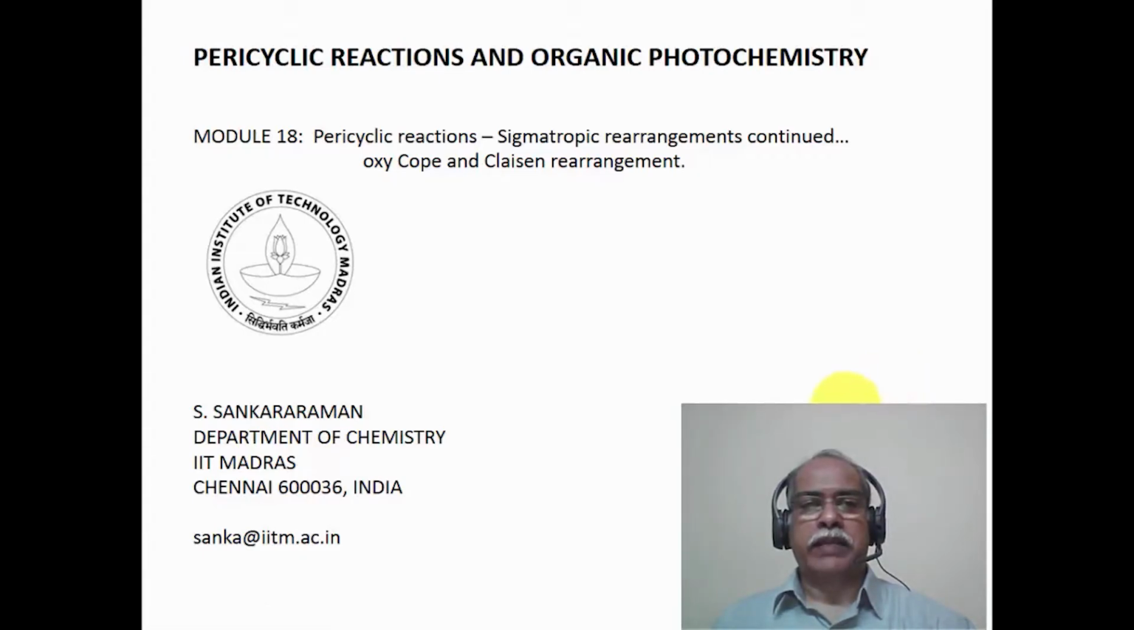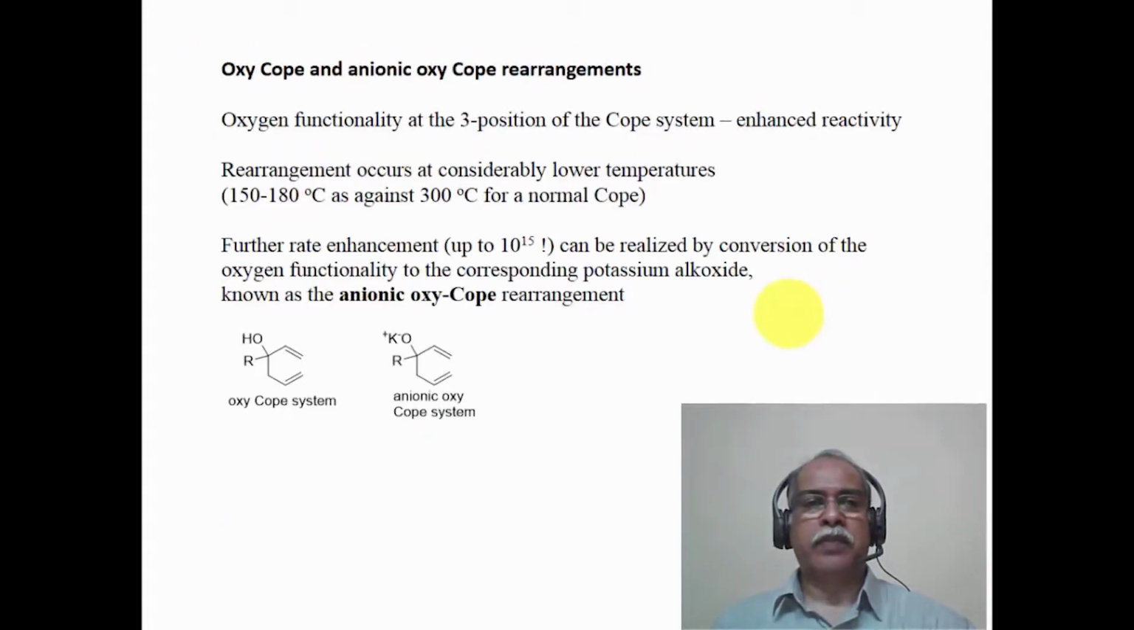We are in module number 18 now. We will continue with sigmatropic rearrangement. There are certain topics still left in sigmatropic rearrangement, such as oxy-Cope rearrangement, anionic oxy-Cope rearrangement, and Claisen rearrangement, and so on. In this module, let us look at the oxy-Cope and anionic oxy-Cope rearrangement and Claisen rearrangement.